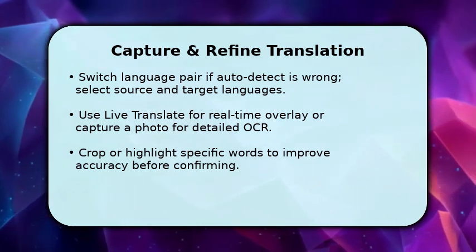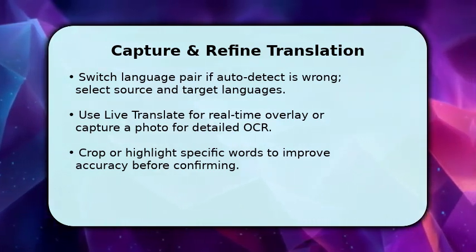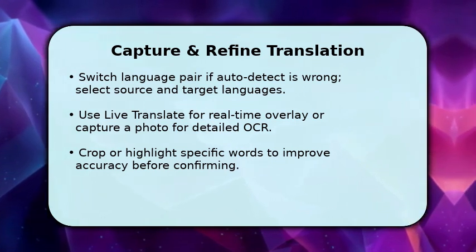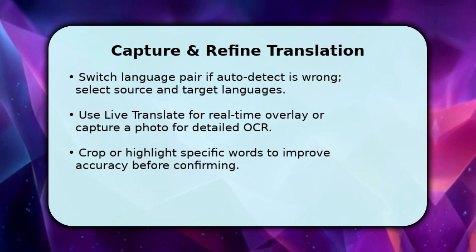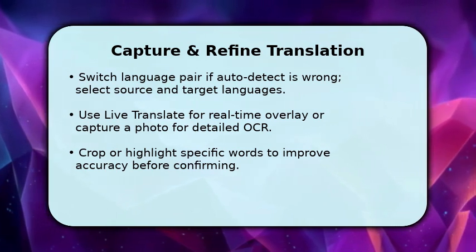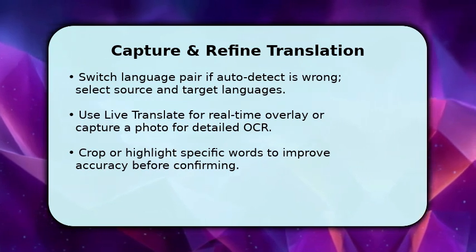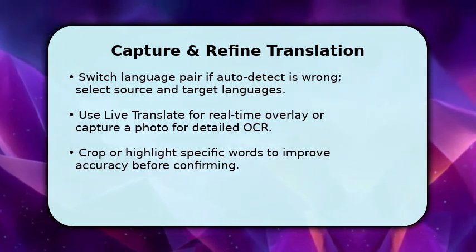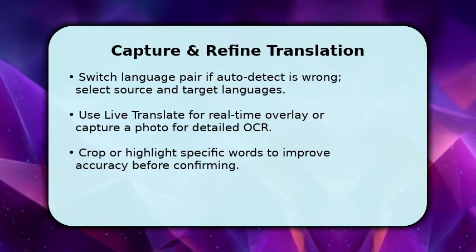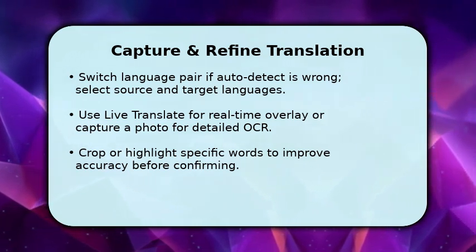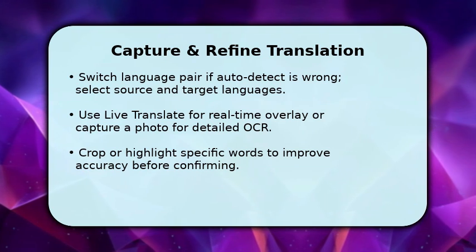If Auto-Detect chooses the wrong language, change the source and target languages so results match your needs. Next, decide between Live Translate for an immediate overlay on-screen or tap capture to run OCR and inspect text more carefully. Once captured, crop tightly around the relevant words and highlight phrases you need. This removes extra characters and boosts accuracy.